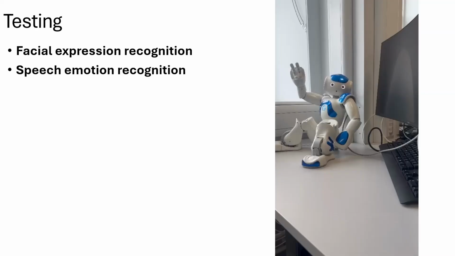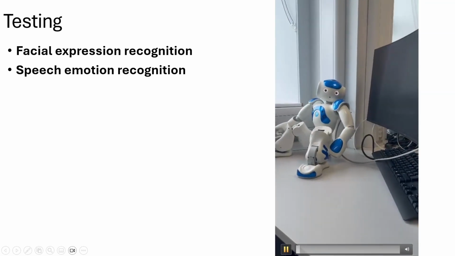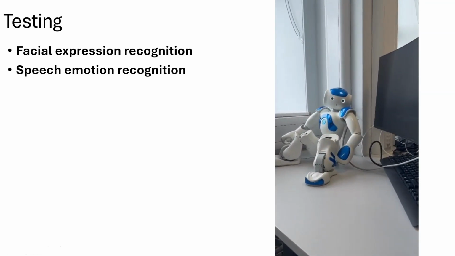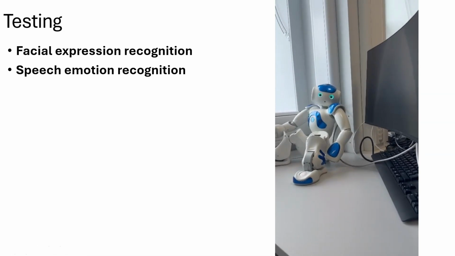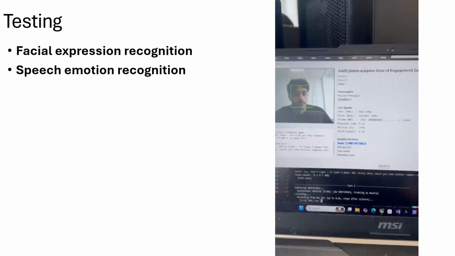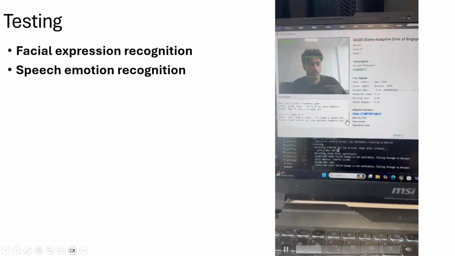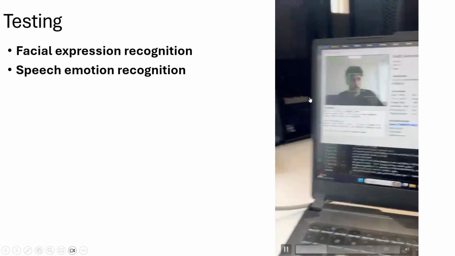My last contribution is the testing, and as you can see here, we have a full test of the project. "Nicely done. Would you like another number, son? Let's play another game. Let's play another numbers game." As you can see, the facial detection state is uncomfortable, so the robot's eyes color was blue.